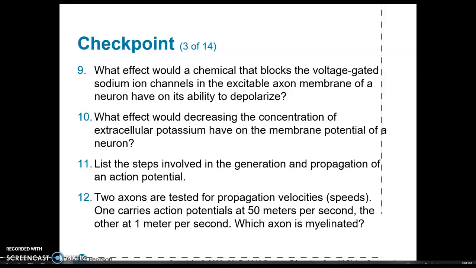Number 12, 2 axons are tested for propagation velocities or speeds. One carries action potentials at 50 meters per second and the other at 1 meter per second. Which is myelinated? Definitely the one that's faster. So that's going to be the 50 meters per second.